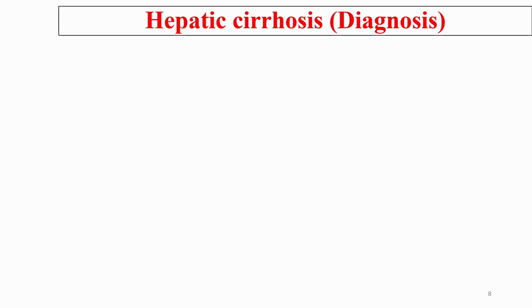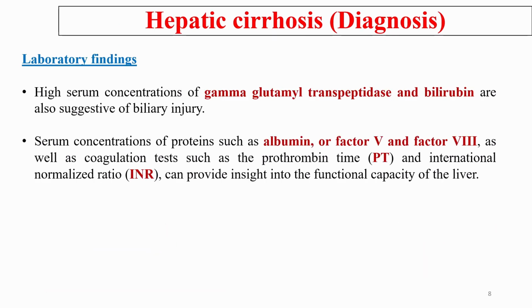Other blood tests give clues to functional capacity. Gamma-glutamyl transpeptidase, a marker of bile duct involvement. Bilirubin reflects the liver's ability to process waste. Albumin, produced by the liver. Low levels suggest poor synthetic function. Clotting factors, factor 5, 8, and prothrombin time. Prolonged times suggest impaired production and thus worse liver function.